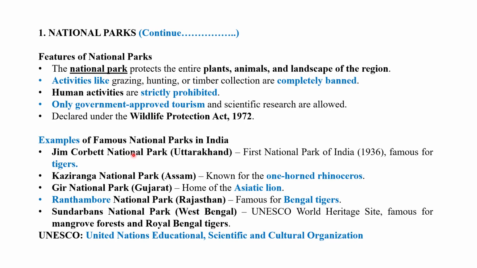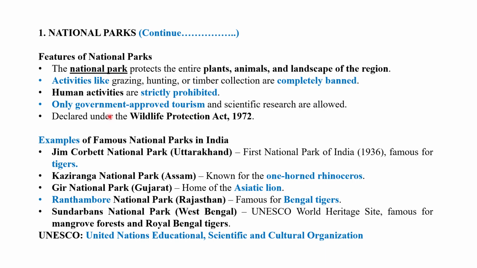Next, under national parks, let us see the features of a national park. The national park protects the entire plants, animals, and landscape of the region. Activities like grazing, hunting, or timber collection are completely banned. It is not allowed. Human activities are strictly prohibited. Only government-approved tourism and scientific research are allowed. And national parks are declared under the Wildlife Protection Act 1972.